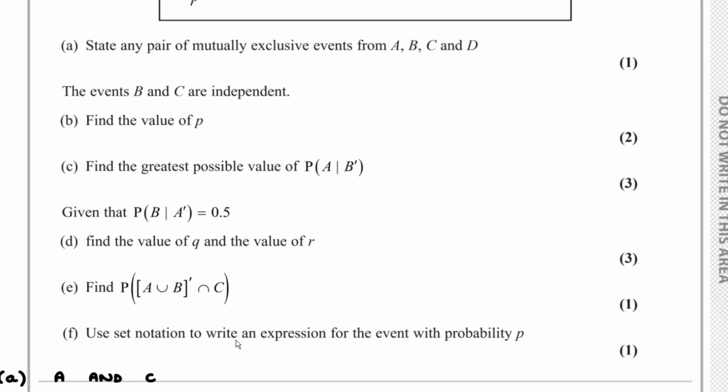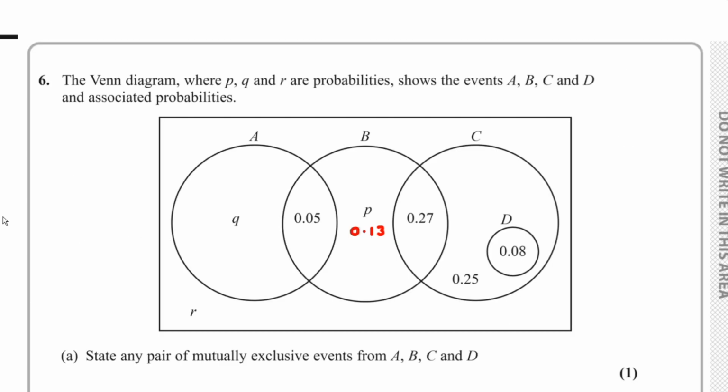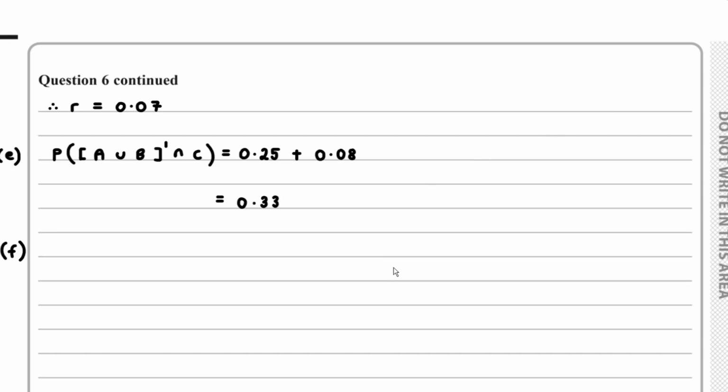Part F. Use set notation to write an expression for the event with probability P. So what this means is we want to somehow get P by itself. So let's think about how we could do that. Well, it definitely has to include B, but it mustn't include the A and it must not also include the C. Hence, for part F, we would have B and the set that doesn't include A or C. This will give us P.